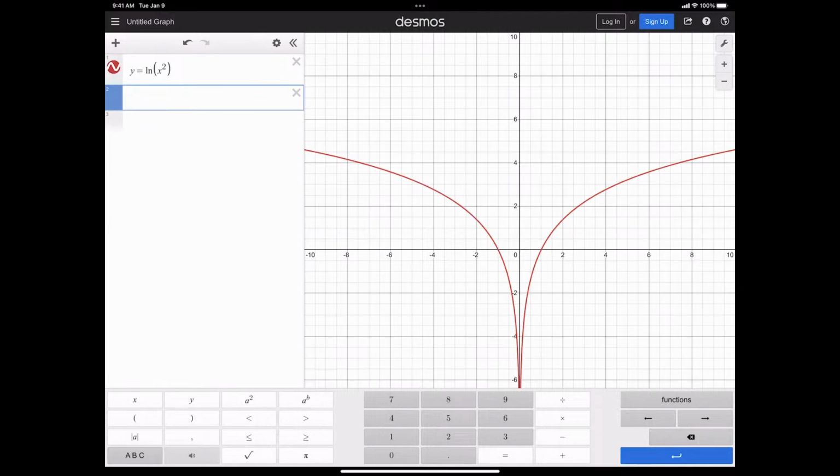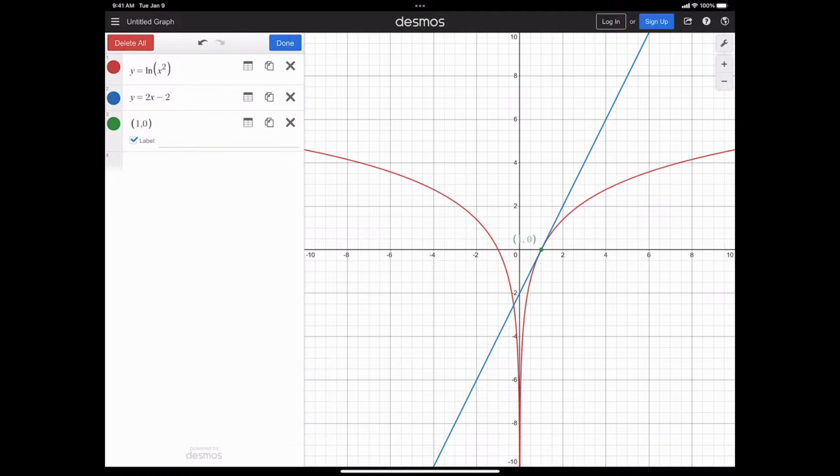Y equals 2x minus 2. Okay. 1 comma 0. Label. And again, I'm going to change the color. How's that?